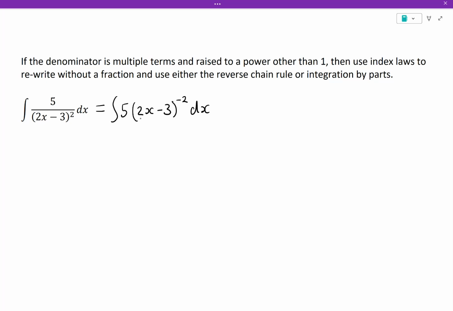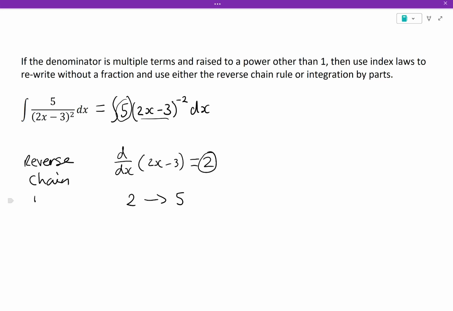The check for that is to differentiate your brackets. So if I differentiate 2x take 3, that's going to give me 2. And then ask yourselves, in order to get from 2 to what is multiplying the bracket, do you have to multiply by a numerical value? Well, we already discussed this in the previous example. Yes, you would. So therefore we can use the reverse chain rule for this one here. So that's what we're now going to carry out.